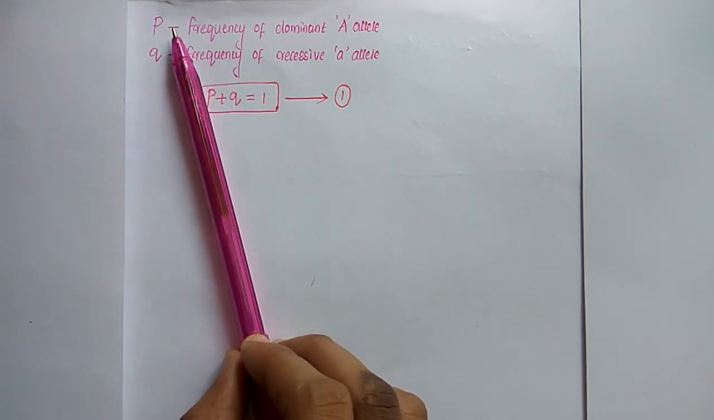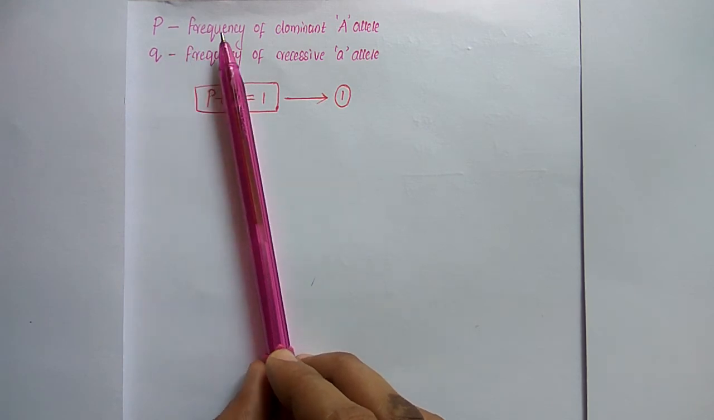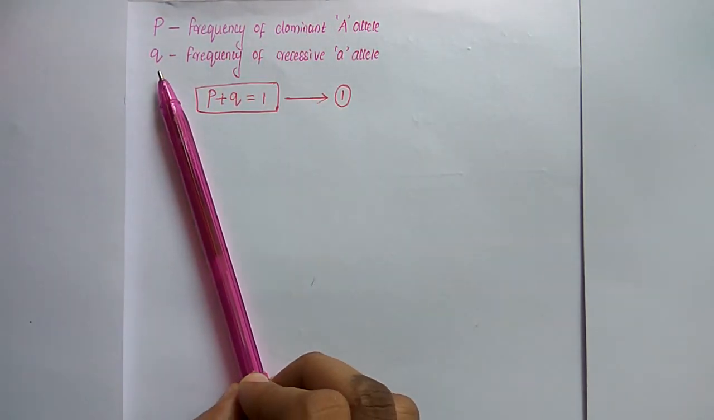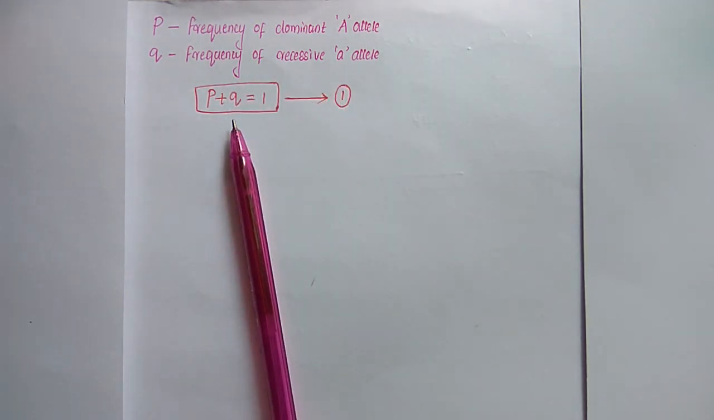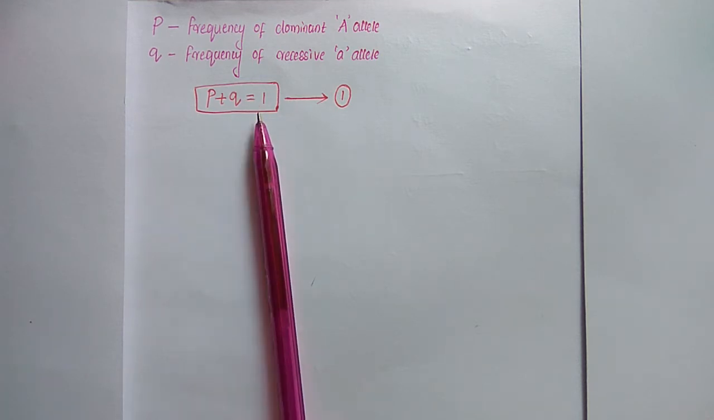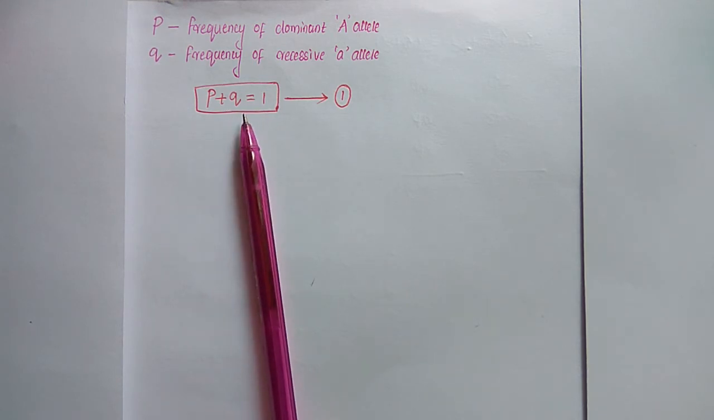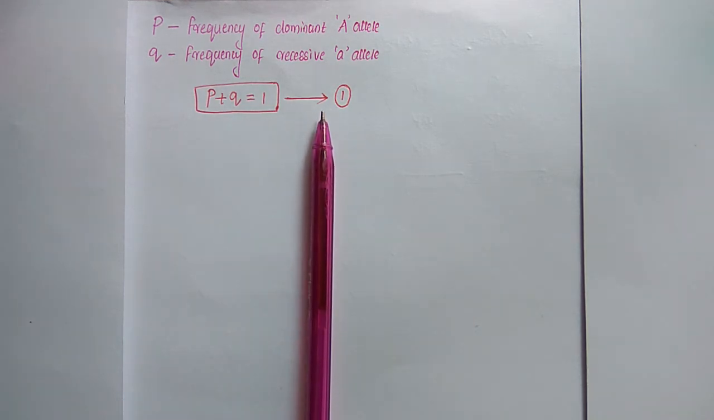We know that P denotes the frequency of the dominant A allele and Q denotes the frequency of the recessive a allele. So according to the Hardy-Weinberg equilibrium, the sum of the frequencies of the dominant allele and the recessive allele should be 1, that is 100%. This equation can be written as P plus Q is equal to 1. It is the first equation, at the allelic level. And P plus Q equal to 1 only occurs when no evolutionary forces are acting.